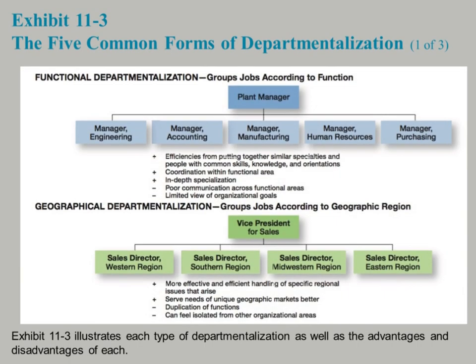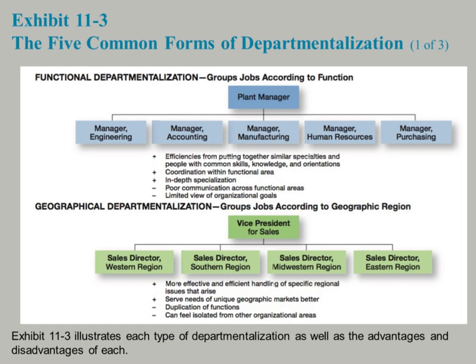There's five common forms of departmentalization. Okay, and again, this is how we group jobs according to function. So in our first example here, we have a plant manager who has divided its organization into engineering, accounting, manufacturing, human resources, and purchasing. This is a very common form of departmentalization.